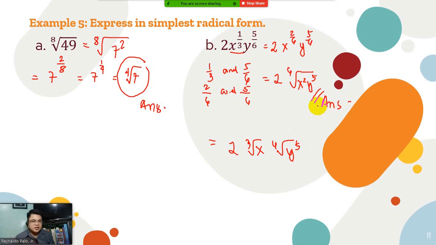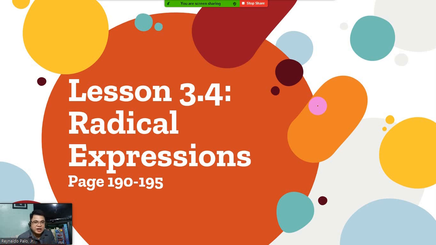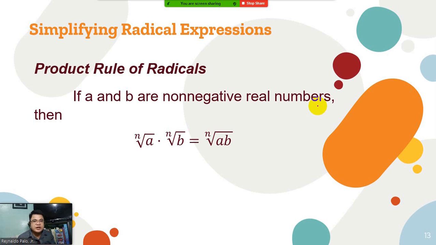Now, listen. So we're now in the transition. We begin with the expressions with rational exponent, the radicals. Alright? So this time we're going to have radical expressions wherein we're going to simplify radical expressions. So there are two rules that we're going to talk about here in simplifying radical expressions.